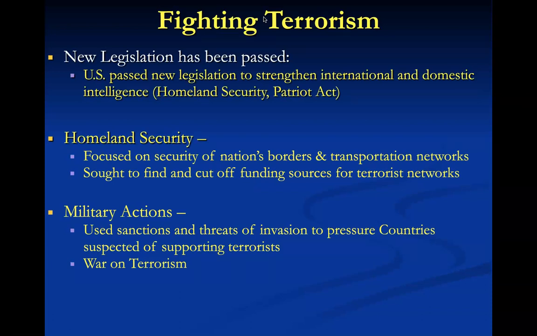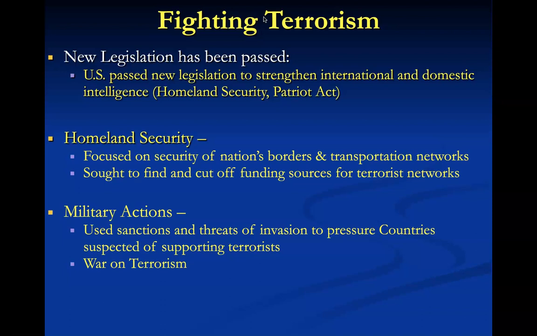So, we've had new legislation pass to strengthen international and domestic intelligence. So, we have Homeland Security and the Patriot Act. Homeland Security focuses on security of the nation's borders and transportation networks. Their goal is to find who is funding terrorists and try to cut those off. So, it's all about safety and stopping the terrorists.